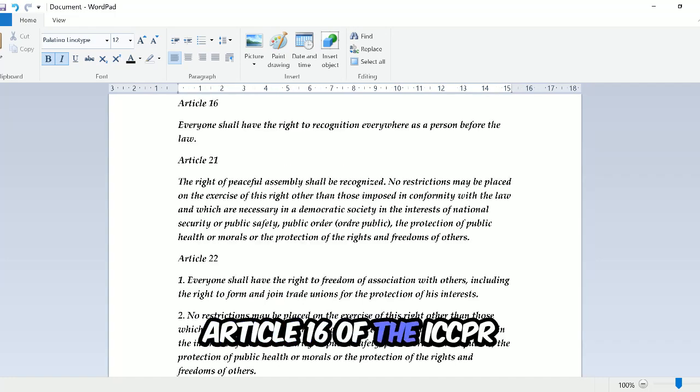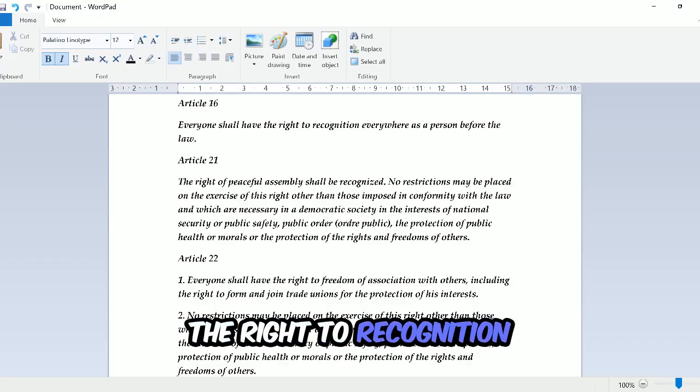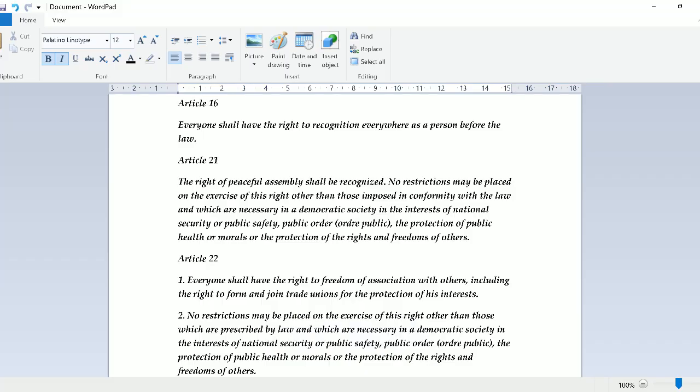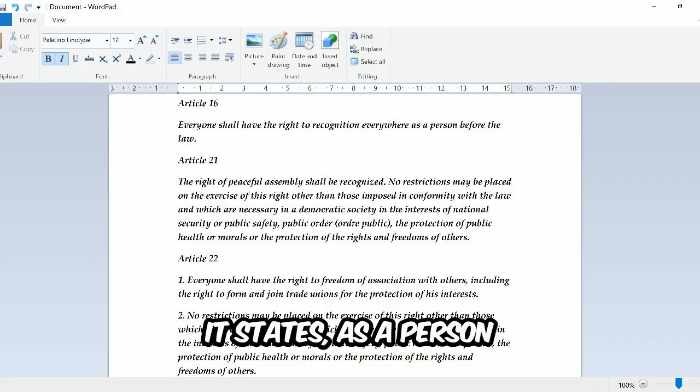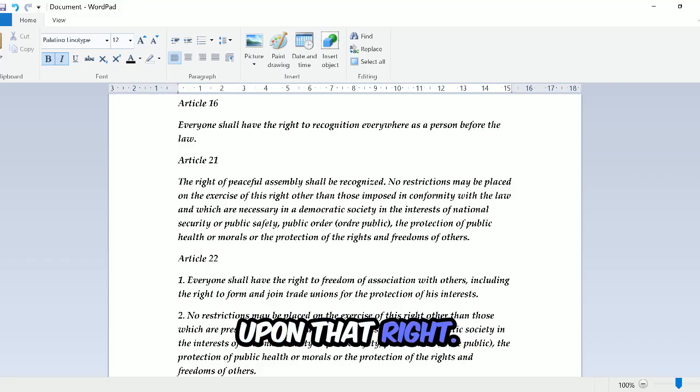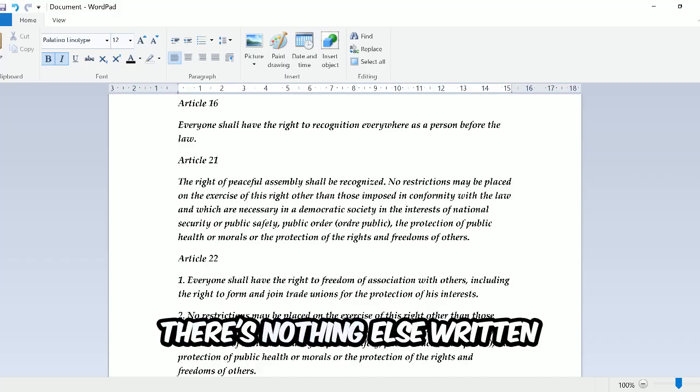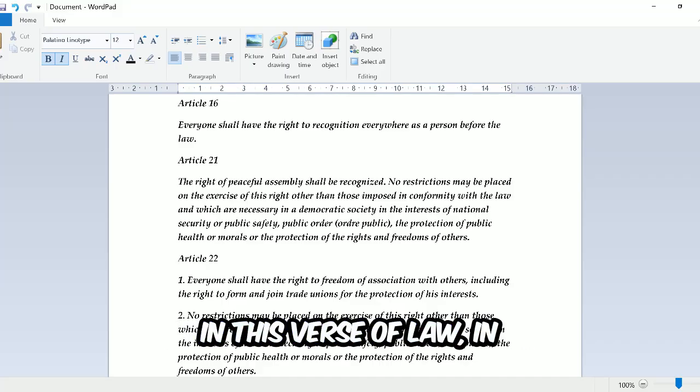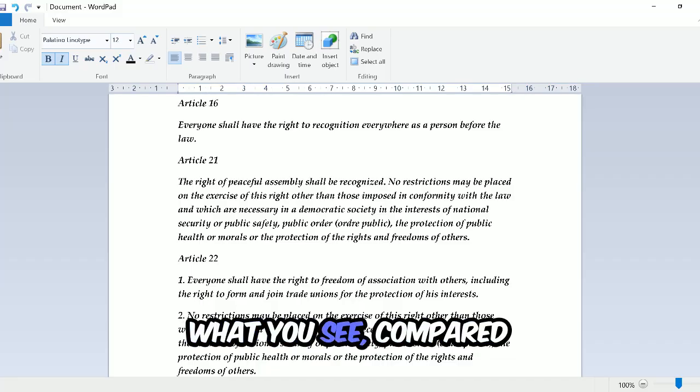Article 16 of the ICCPR reads as follows: everyone, the man or the woman, shall have the right to recognition everywhere as a person before the law. Now, there's no limitation that can be placed upon that right. That's the whole verse right there. There's nothing else written in this verse of law, in this principle of justice. That's it, what you see.